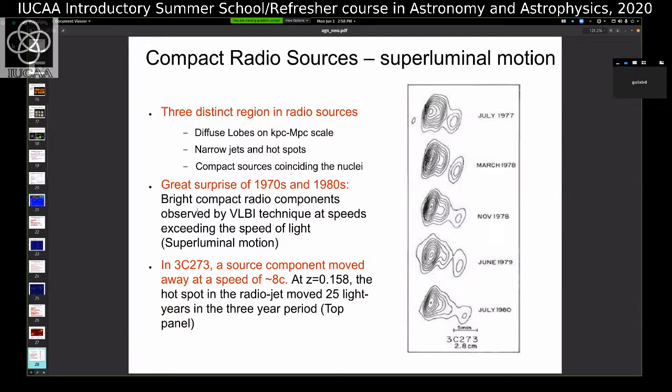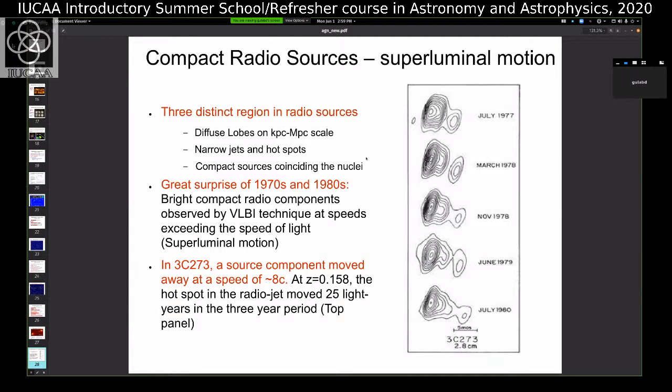In radio sources, there are three distinct regions. One of them, as I mentioned, is the diffuse lobes, which extend to kiloparsec to megaparsec scale. Then there are narrow jets which connect to hot spots at the edge of these lobes.